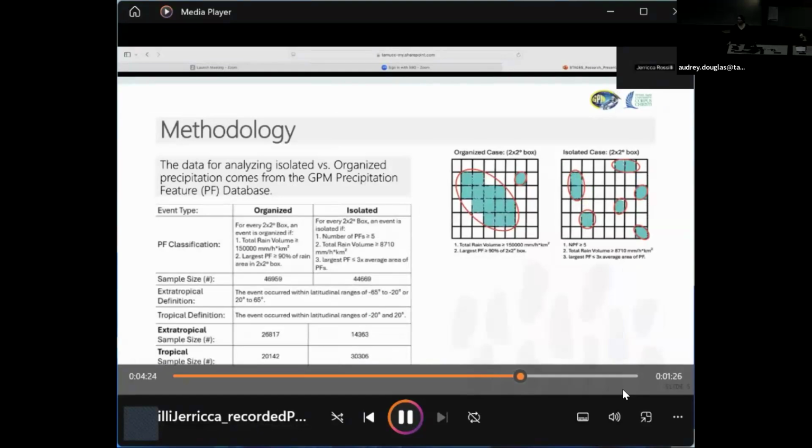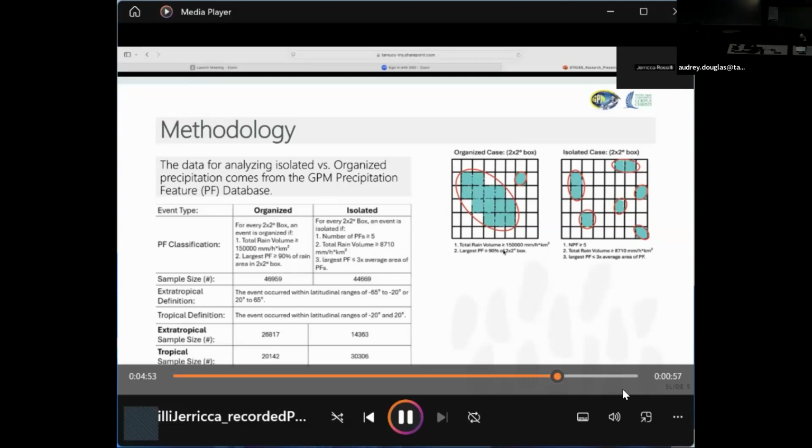For my methodology, I'm using the precipitation feature database that uses GPM data to distinguish where we're seeing any sort of precipitation features. I do have specific definitions as to what makes these features organized or isolated. For the sake of time, we can just look at the little figure that I have.